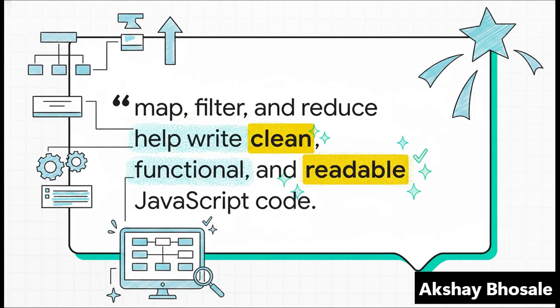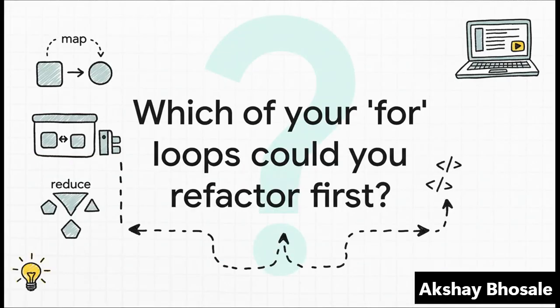Ultimately, what this all comes down to is writing better code. By embracing these methods, you're not just saving a few lines. You're writing code that is cleaner, more expressive, and way easier for you and your team to understand and maintain. So, I'll leave you with a challenge. Think about the code you're working on right now. Which one of your for loops is just begging to be refactored into a clean, single-line map, filter, or reduce? Now you have the tools.